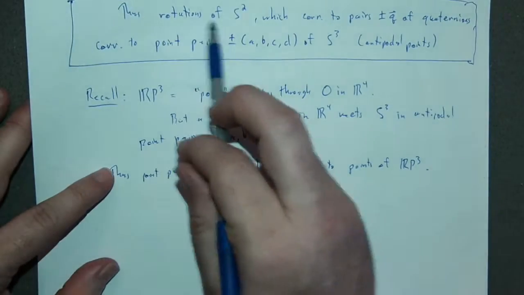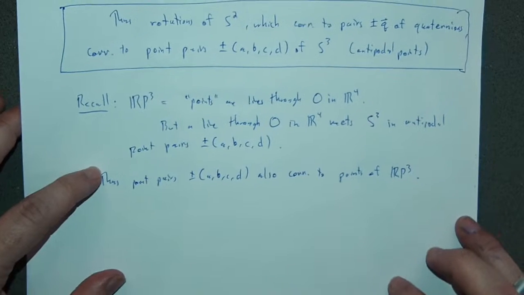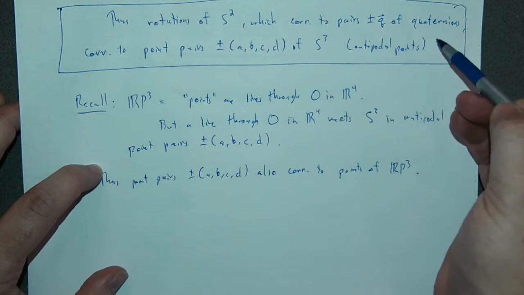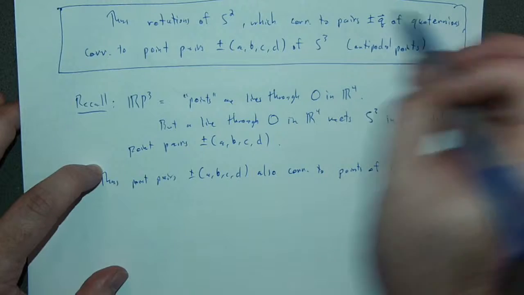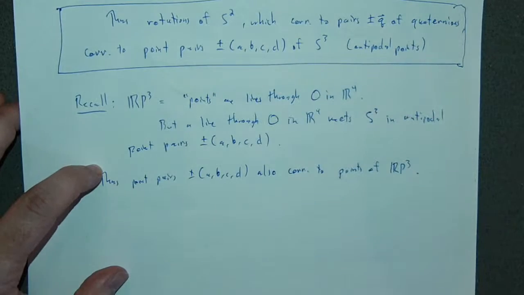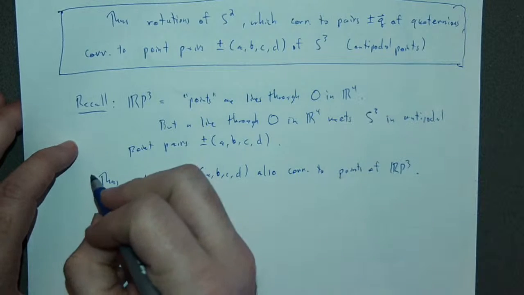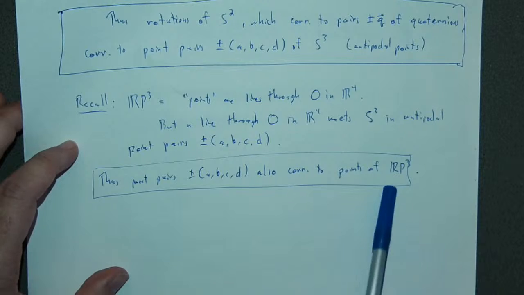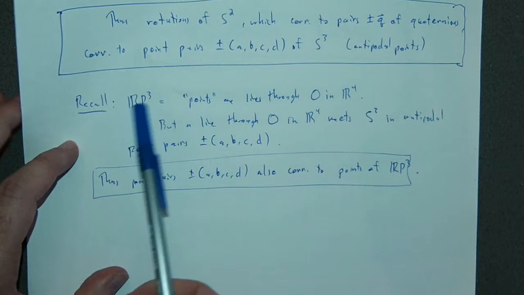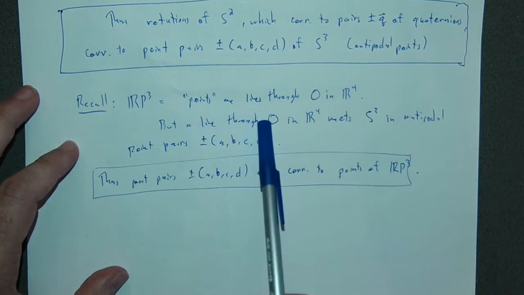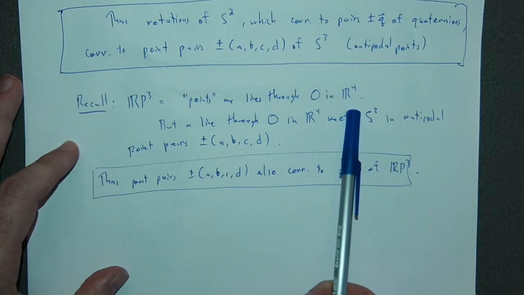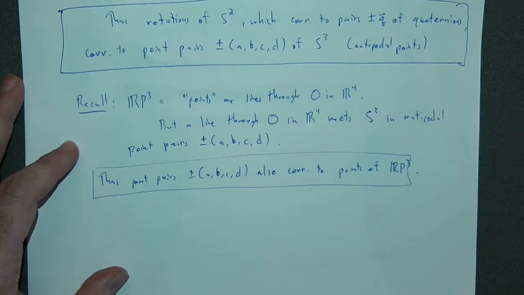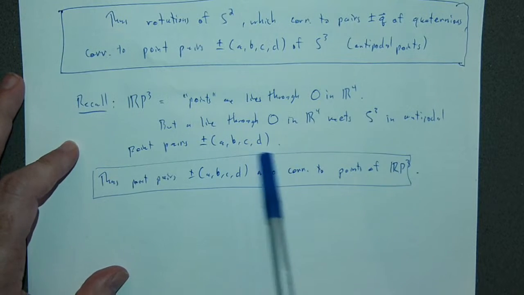So rotations of S2 correspond to pairs plus minus q of quaternions. These pairs of quaternions correspond to point pairs of S3. And then these point pairs also correspond to points of RP3. And the way that they do that is, the points of RP3 are actually lines through the origin in R4. And a line through the origin in R4 intersects the 3 sphere in antipodal points plus minus ABCD.